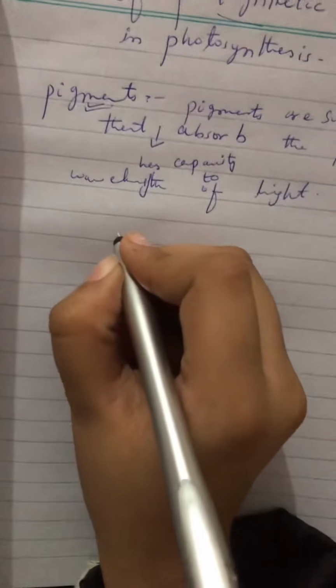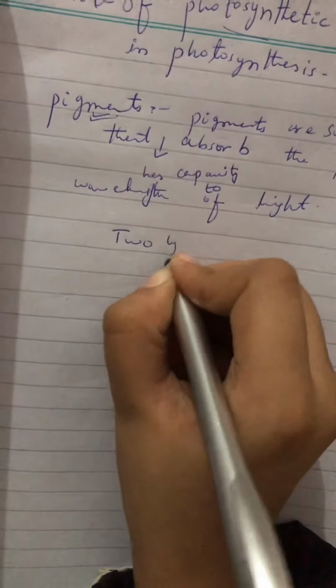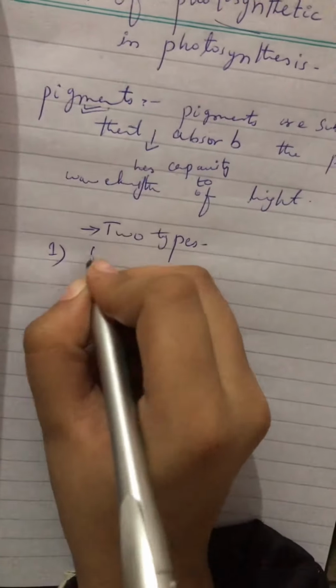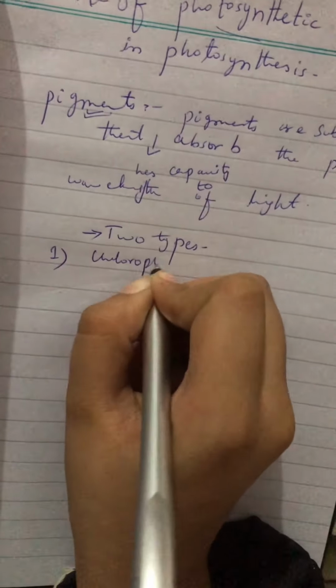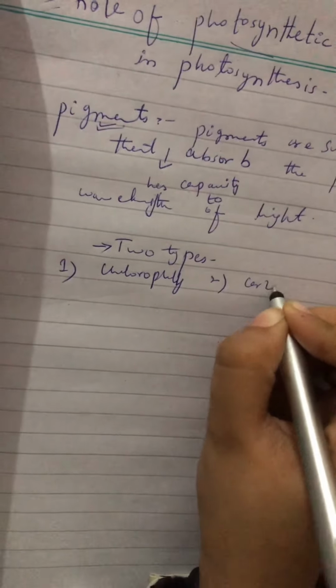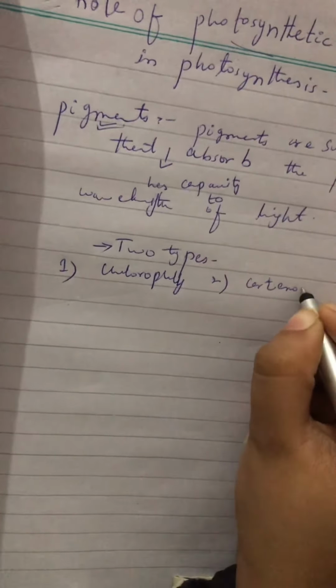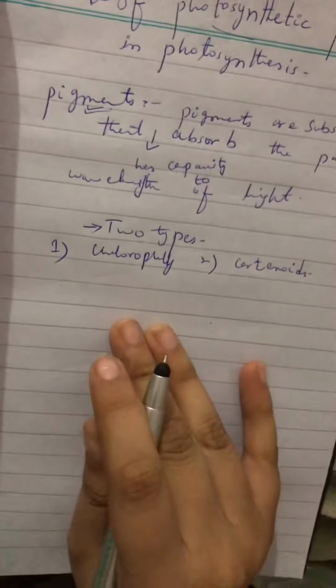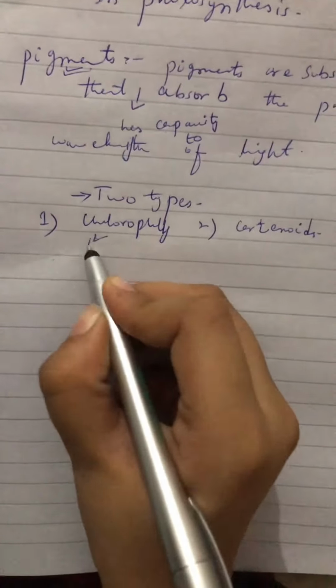Now in plants we have two types of pigments. Number one is called chlorophyll, another is called the carotenoids. First of all, in this video we will discuss chlorophyll.